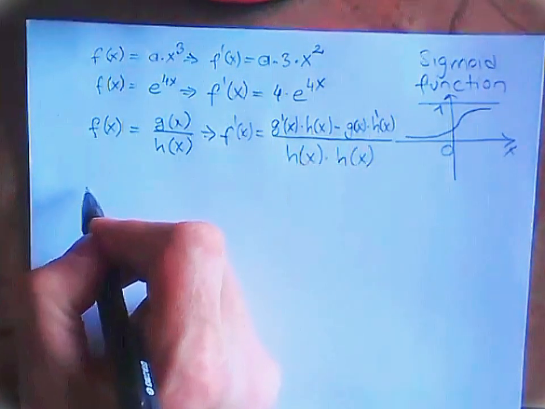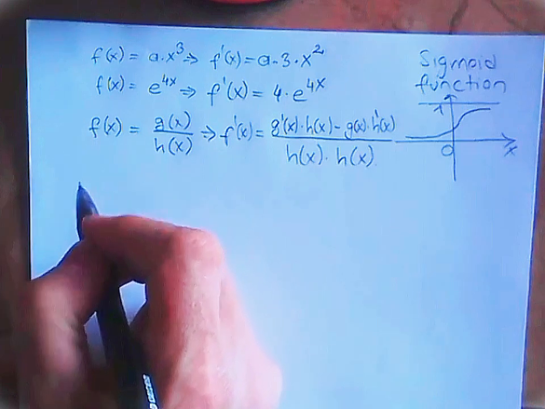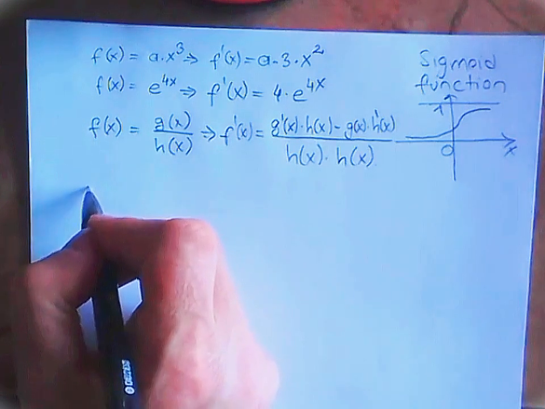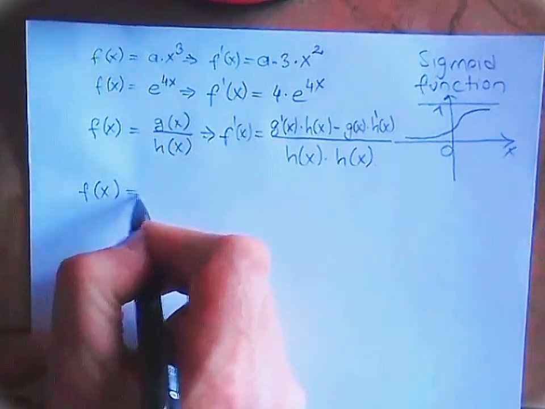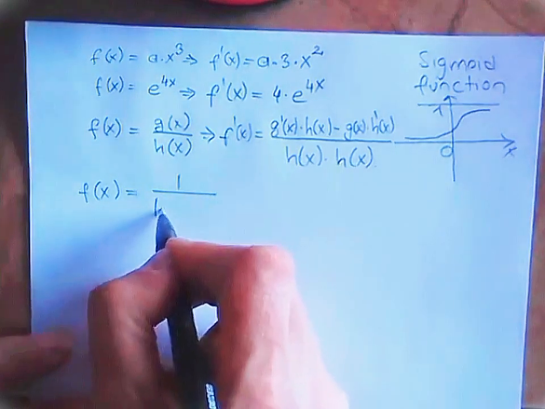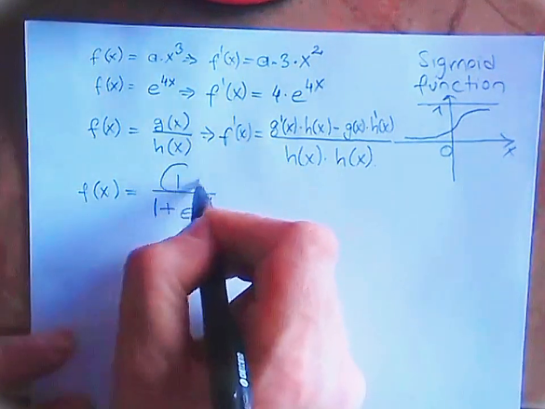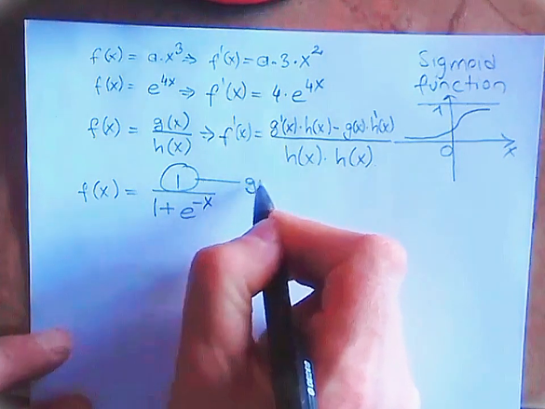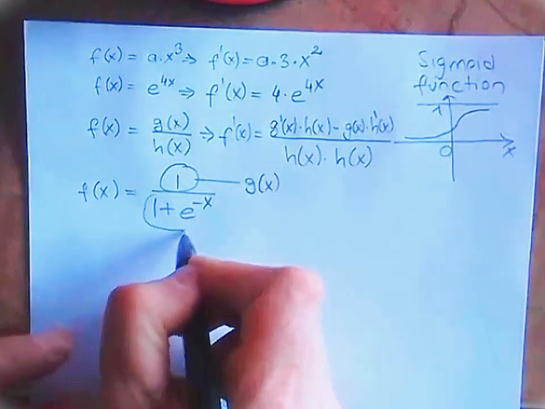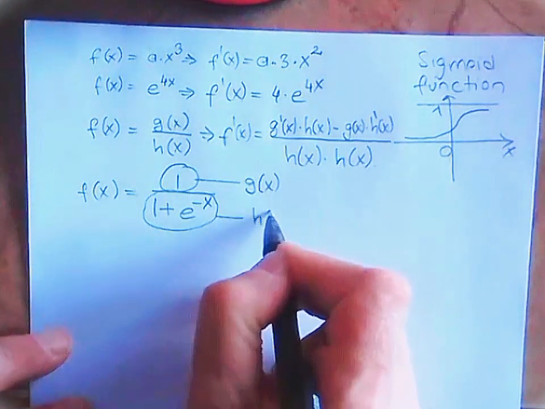Let's start to derive the sigmoid function. f(x) is equal to 1 divided by 1 plus e over minus x. Let's say this part of it is g(x) and this part is h(x).